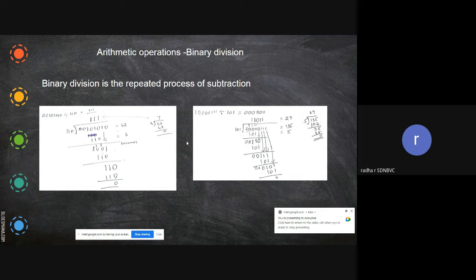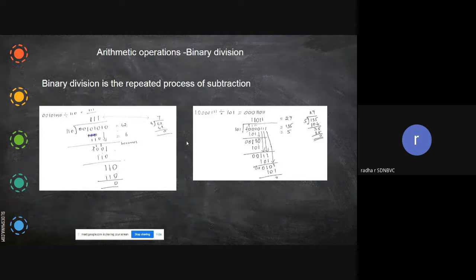When you take normal decimal division, that itself you can say is continuous subtraction. For example, 25 divided by 5 means what you will be doing? You will be subtracting the divider from the dividend. You are subtracting 25 minus 5, you will get 20.